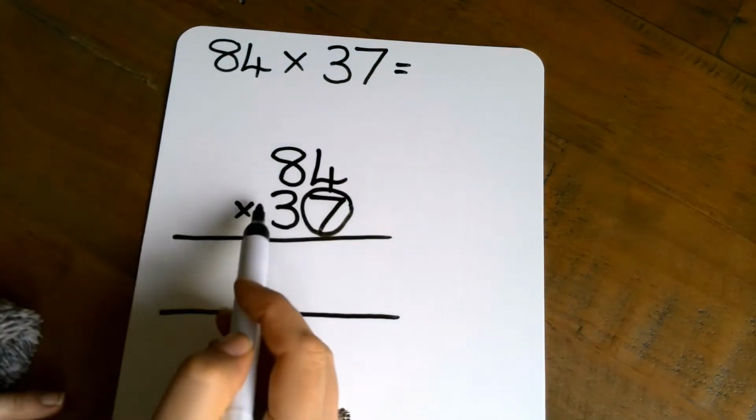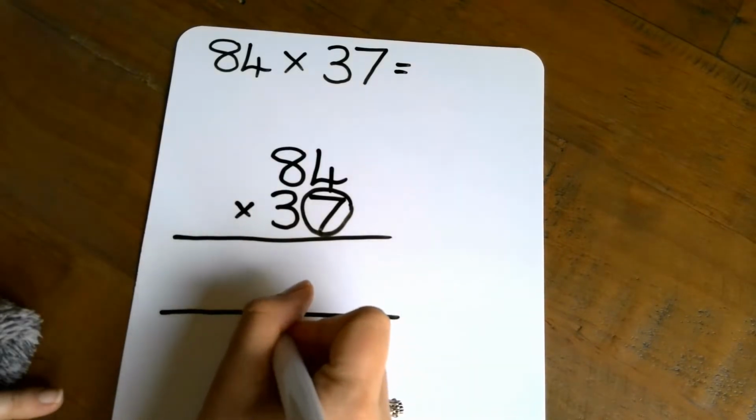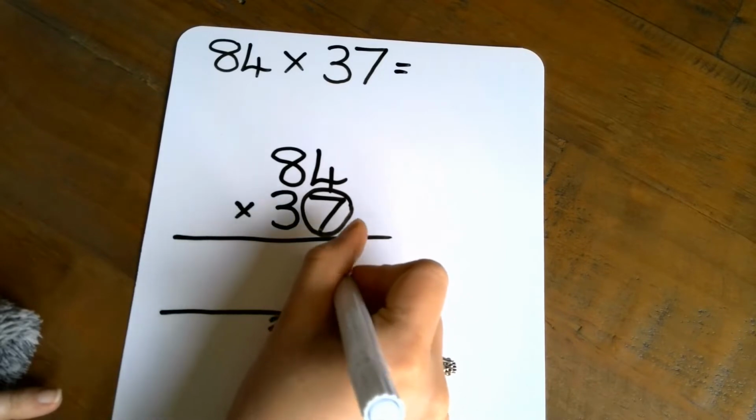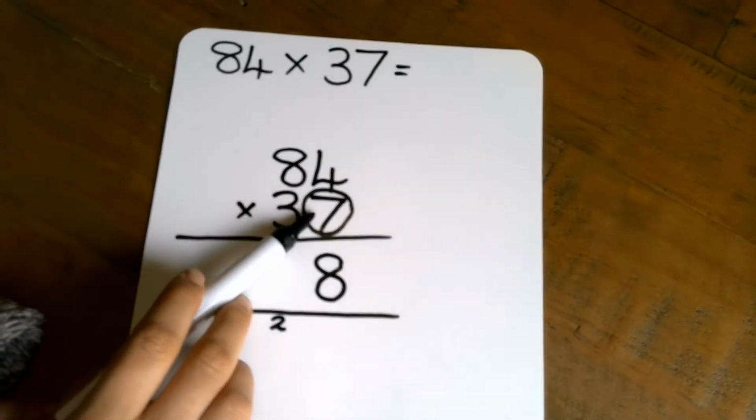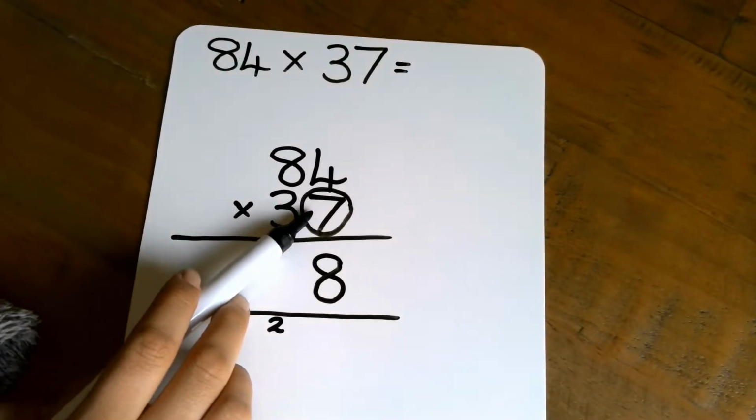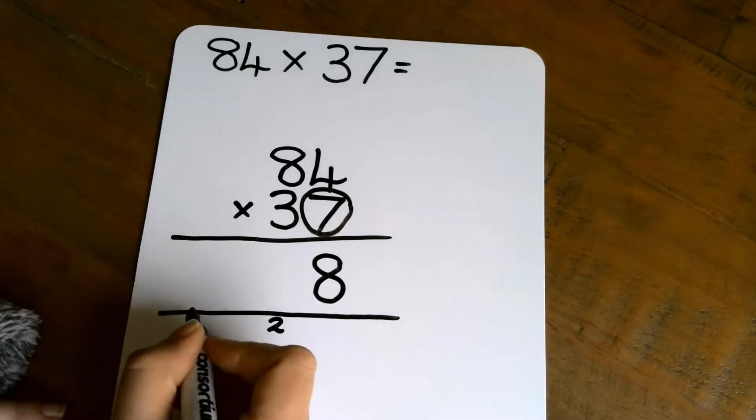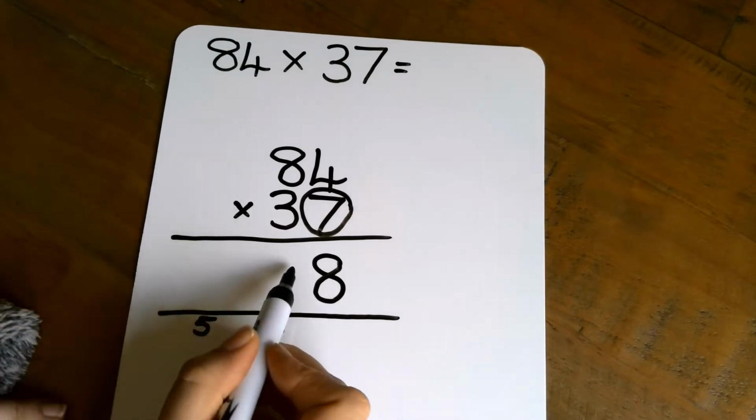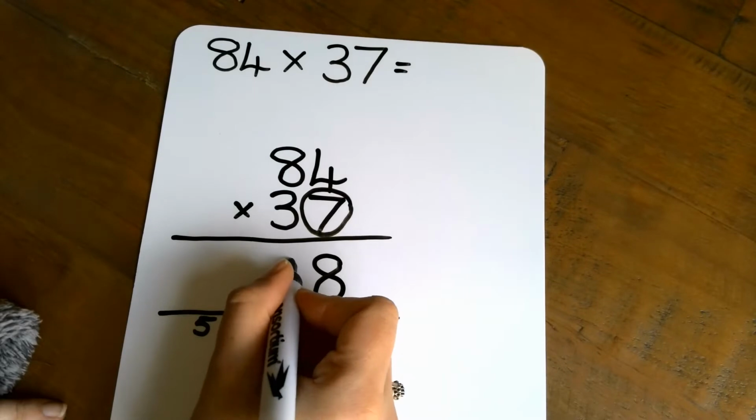I know 4 multiplied by 7 is 28, so the 2 goes in the tens column and the 8 in the ones. 8 times 7 is 56. Now I know really I'm doing 80 times 7, which is 560. So the 5 therefore goes in the hundreds column, the 6 in the tens column, add that 2 tens, that's then 8.